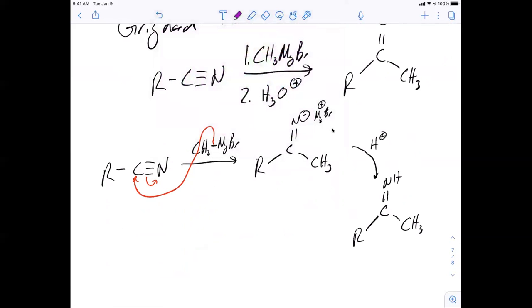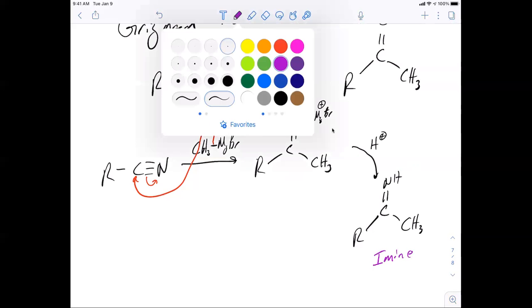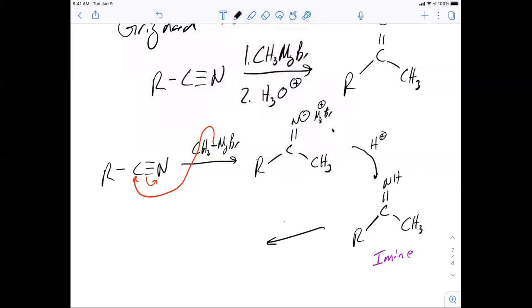And what would I call this functional group? What's a carbon double bond nitrogen? Remember, this is an imine. And what happens if you put imines in acid and water? Well, in acid and water, they hydrolyze back to the ketone.